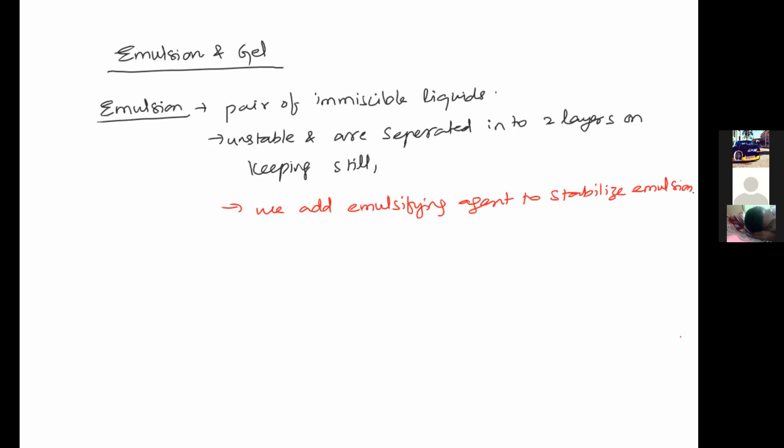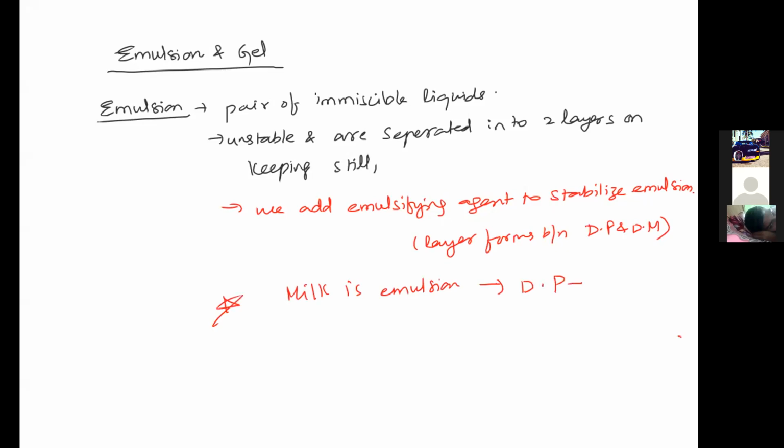Why? What do you mean by stabilizing an emulsion? A layer is actually formed between the dispersed phase and the dispersion medium. Milk is an emulsion. They ask it so many times in NEET: milk is an emulsion. What is the dispersed phase and medium? The dispersed phase is liquid fat and the dispersion medium is liquid water. And this is the emulsifying agent.